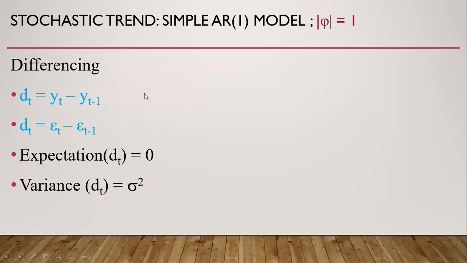Now, how can we make this unit root model stationary? As we have seen before, we can do differencing. And if we do the differencing of a model with unit root, we get expectation as 0 and variance as the variance of the error terms.